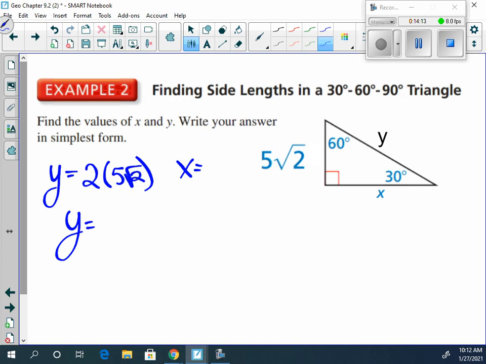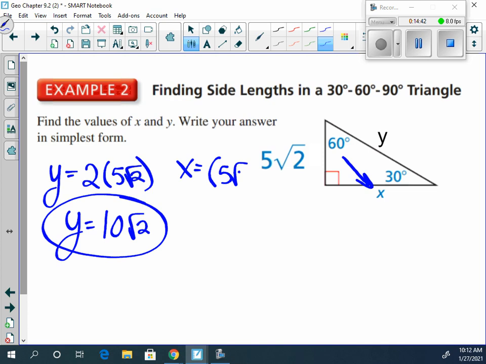Well, 2 times 5 is 10. And we have square root of 2. So to get the hypotenuse, we double the shortest side length, the side length opposite 30. Now to get the side opposite 60 degrees, well, we take the what? The shortest side length, which is 5 square root of 2, and do what?